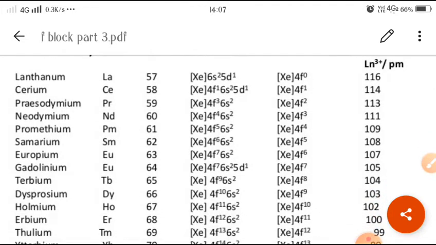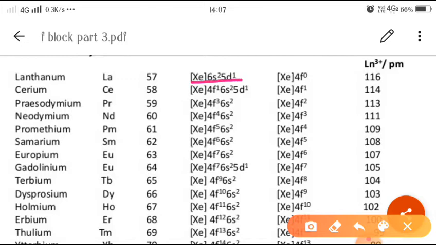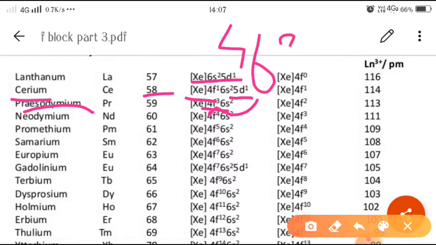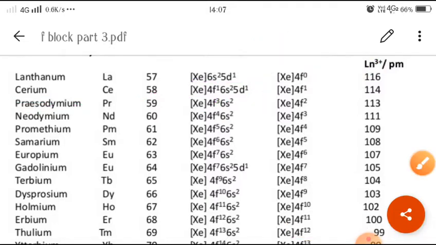So lanthanum, atomic number 57, is a transition metal and you can see the configuration is 6s2 5d1. But after that, cerium 58 has an electron in 4f1 6s2 and 5d1. Then praseodymium is 4f3 6s2. So the d electron has shifted to f, so it's 4f3 and 6s2. Okay. Then neodymium has 4f4 6s2.